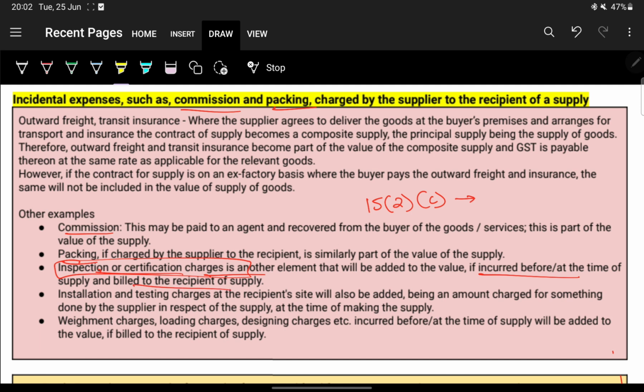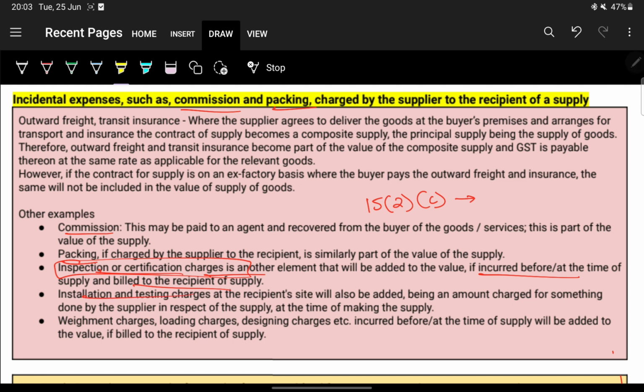If the supplier is generally conducting inspection, which cannot be directly billed to us, meaning there are multiple customers, one inspector is coming and checking multiple customers' boxes, then it cannot be billed to us, right? So in that case, it won't form part of supply. But if it is only for our goods or our services, if that inspection is being undertaken before or at the time of supply, then we will add it to the value of supply.